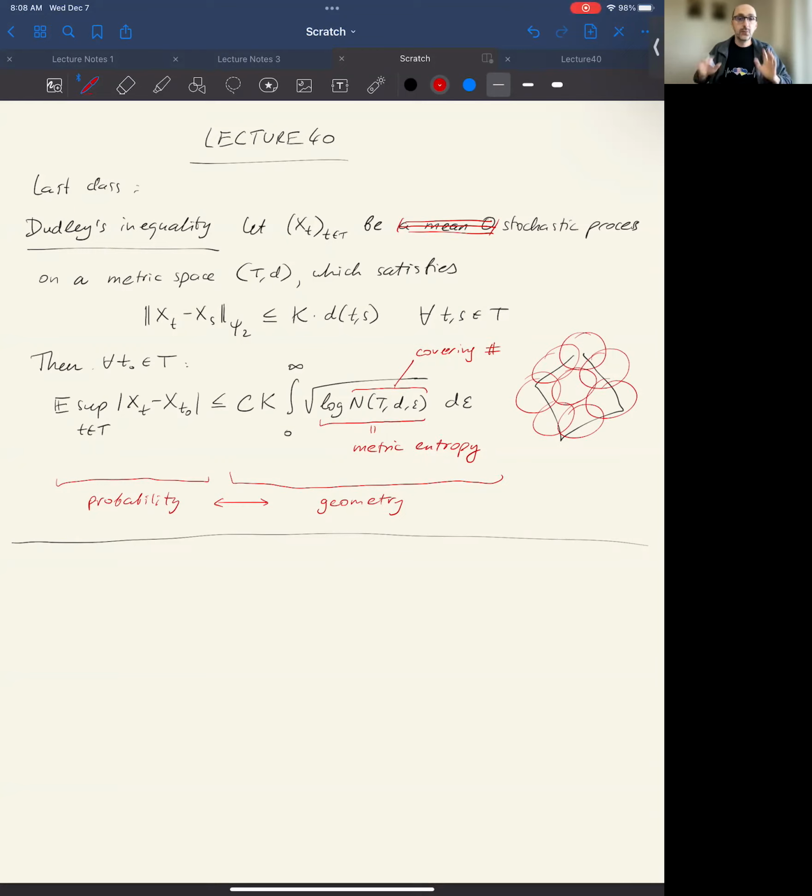The plan for today is we'll show how to apply this, and especially how to apply the proof of Dudley's inequality, which is more important. The proof is by chaining. Any questions before we do that?